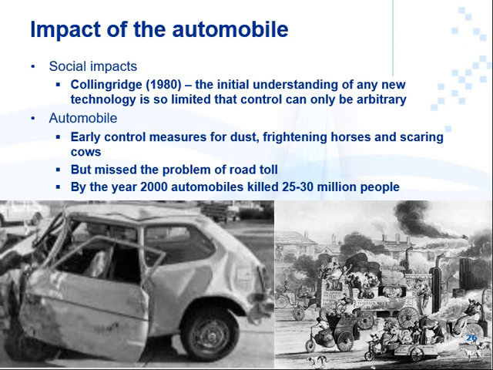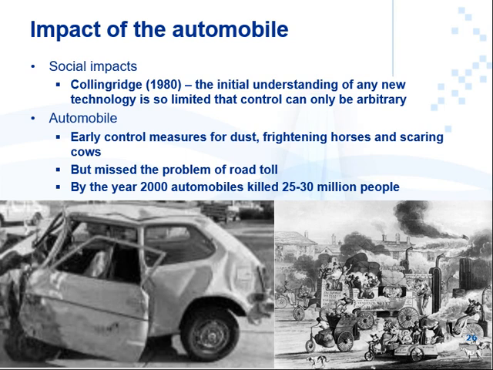The history of automobile shows that a technology needs to be considered in the wider social context. It also shows the difficulty of anticipating and controlling the social consequences of a new technology.